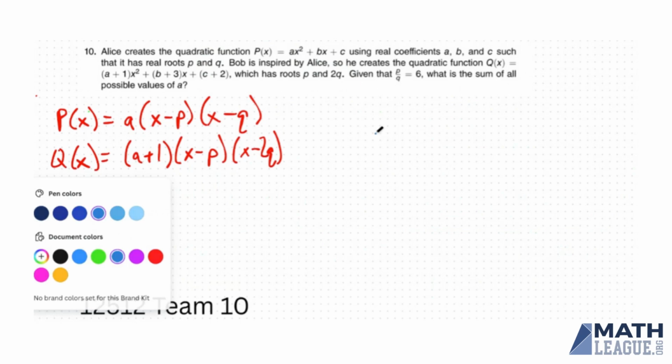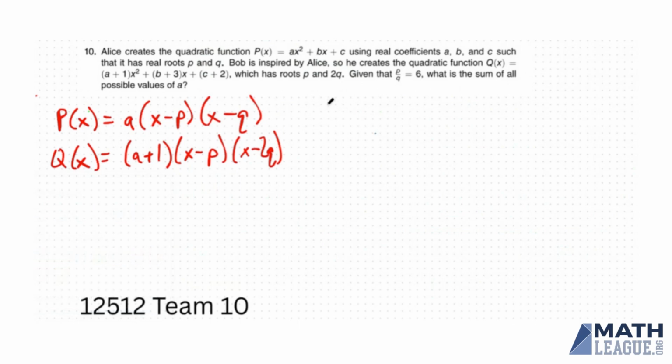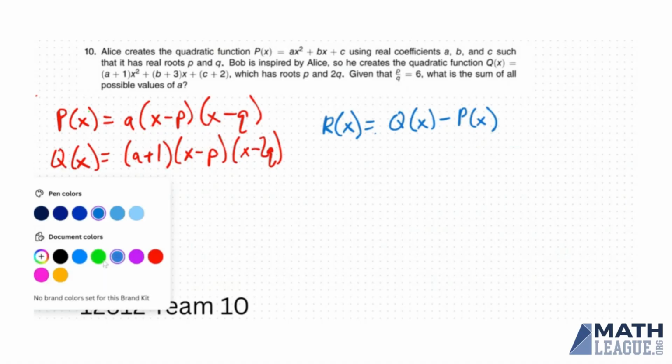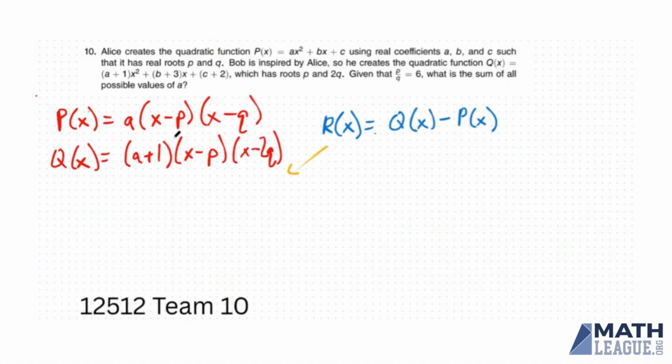Now let's do something interesting. Let's set a new function. We're going to call it, say, r of x. Doesn't really matter what you call it, just don't use p and q again, probably. And I'm going to let r of x equal q of x minus p of x. Now we're going to calculate this two ways. The first way we're going to calculate it is by using these factorizations, which is (a plus 1) times (x minus p) times (x minus 2q) minus a times (x minus p) times (x minus q).